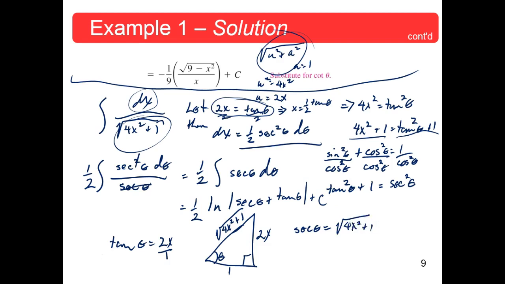Now we need to figure out what tangent is. What is tangent theta? Just 2x. You're absolutely right. 2x over 1 is what I was looking for, but you don't need to write it that way. All right, I think we got it now, folks.